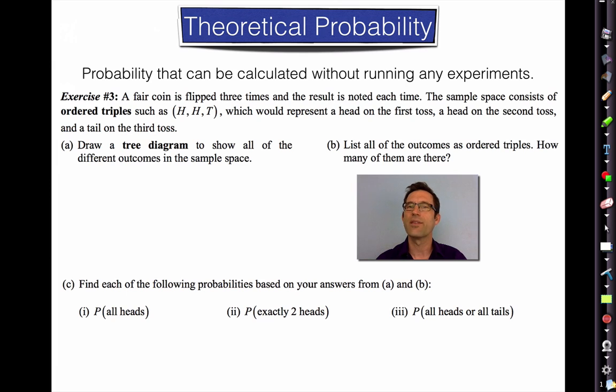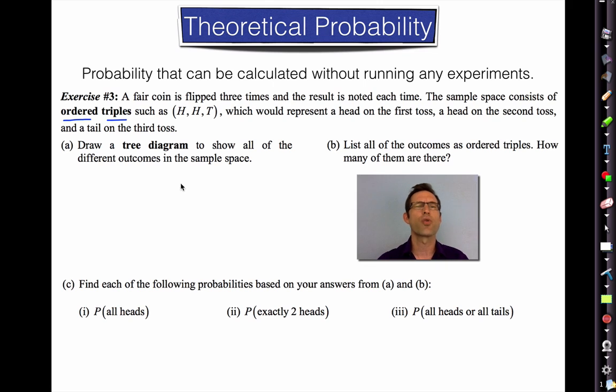So let's take a look at one that's classic: flipping a coin. Exercise number 3 says a fair coin is flipped 3 times. So that's the experiment, not flipping it once, but flipping it 3 times, and the result is noted each time. The sample space consists of ordered triples such as H, H, T. We call them ordered triples because the order matters. HHT represents H on the first throw, H on the second throw, and T on the third throw, which is what we've got right here.